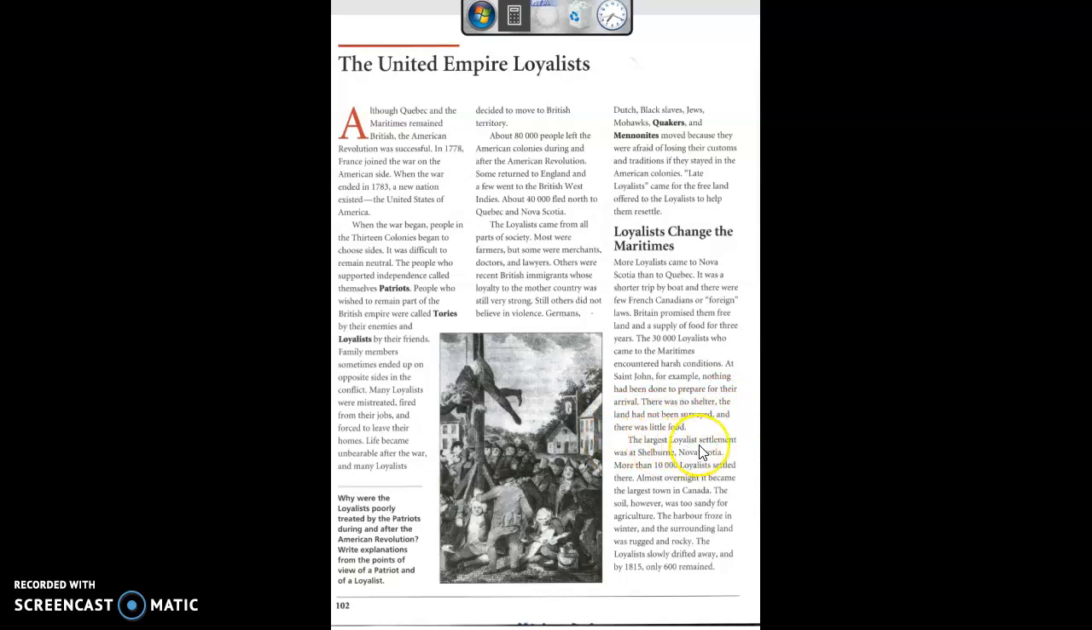The largest Loyalist settlement was in Shelburne, Nova Scotia. More than 10,000 Loyalists settled there. Almost overnight, it became the largest town in Canada. The soil, however, was too sandy for agriculture. The harbor froze in winter, and the surrounding land was rugged and rocky. The Loyalists slowly drifted away, and by 1815, only 600 remained.